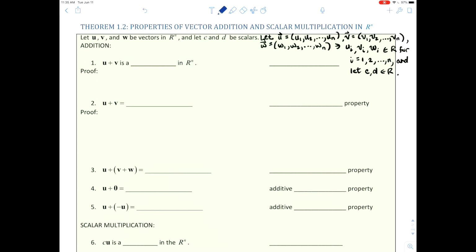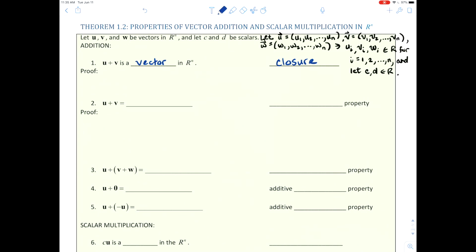u plus v turns out to be a vector in Rn. This is considered closure. The first 5 properties are addition, and the second 5 properties are for scalar multiplication. So this closure property basically means for addition that if you start out with 2 vectors that are in your space, Rn, and you add them, you'll end up with a vector in Rn.